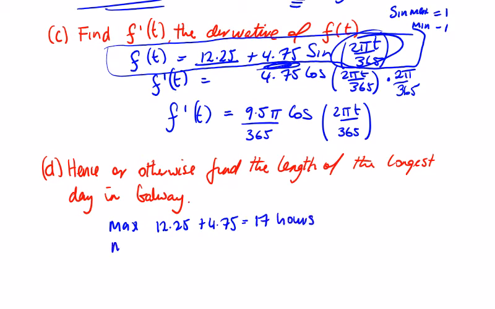We may as well write the min value down here. The min value will be 12.25 minus 4.75, which will be 7.5 hours. So a big difference between the longest and shortest days here.